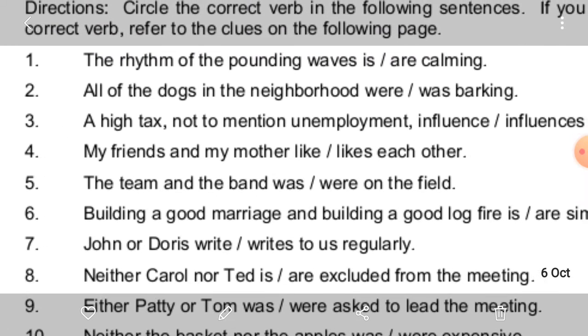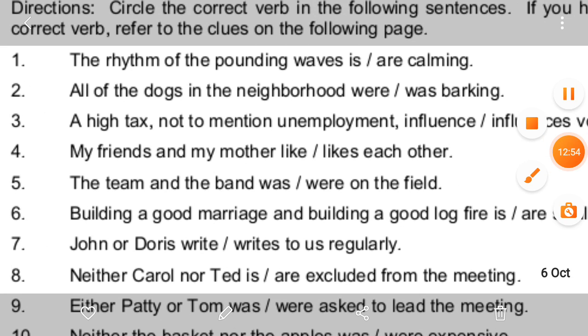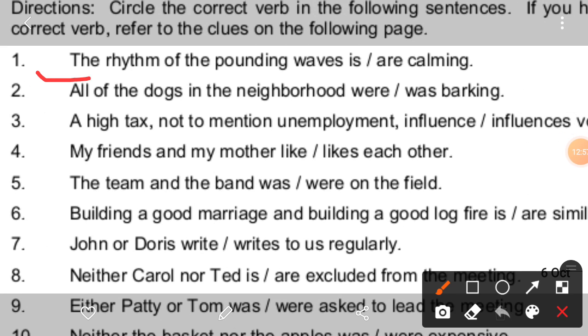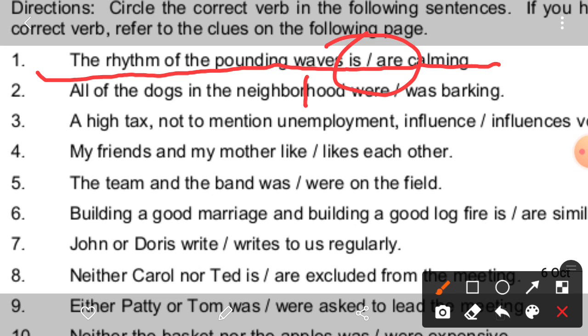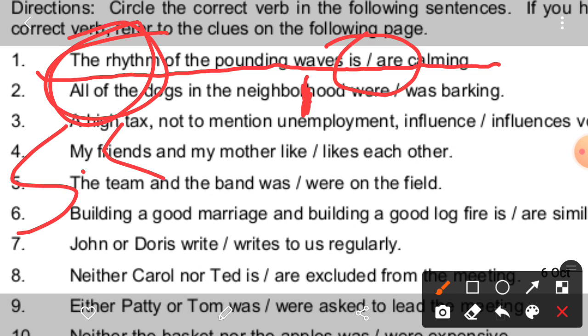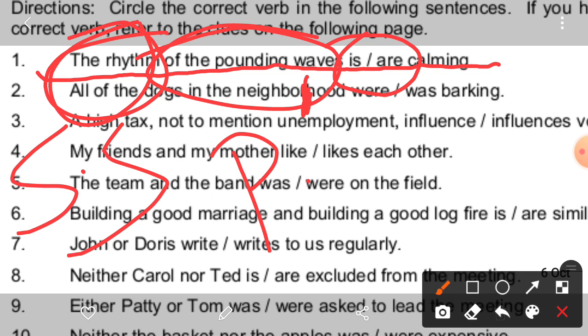So let's see sentence number 1. Sentence 1 says that the rhythm of the pounding waves is/are calming. See, we have two verbs in the choice, with a slash given here. Now let us find out the subject first. Here we are talking about the rhythm of the pounding waves. Are we talking about waves, or are we talking about the rhythm? What is our subject? Yes, our subject is the rhythm, which is singular, and of the pounding waves is your what? It is your prepositional phrase, because the preposition of is given.